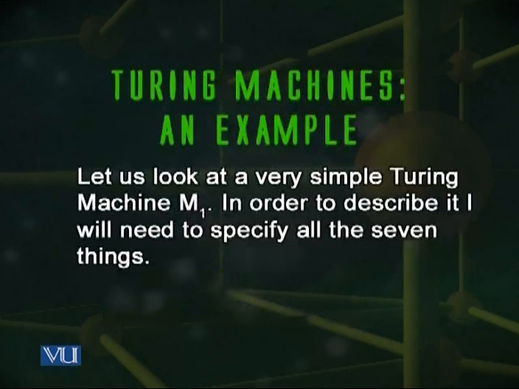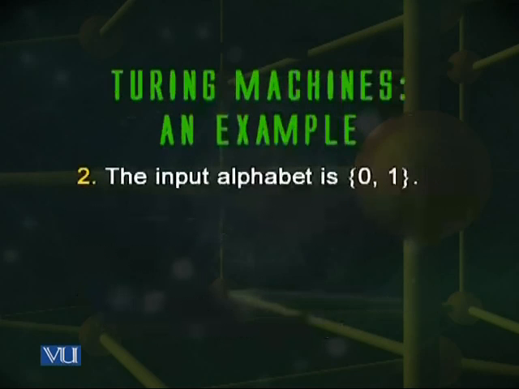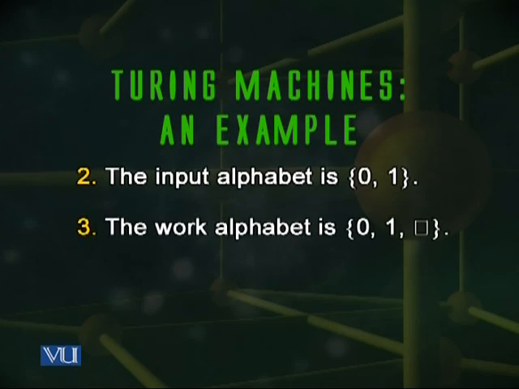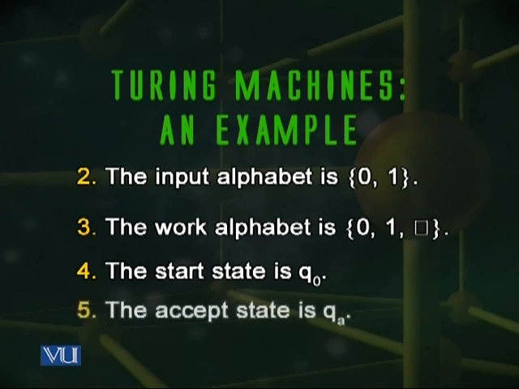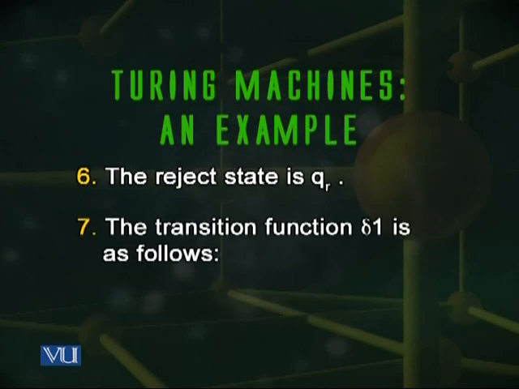Let us look at a very simple Turing machine, M1. In order to describe a Turing machine, I will have to specify all 7 things. This machine has 3 states. Thus, Q is equal to {Q0, QA, QR}. The input alphabet for this Turing machine is going to be {0, 1}. The work alphabet for this Turing machine is going to be 0, 1 and the blank symbol. This is a very simple machine. The start state is going to be Q0. The accept state is going to be QA. The reject state is going to be QR. And the transition function delta is given as follows.